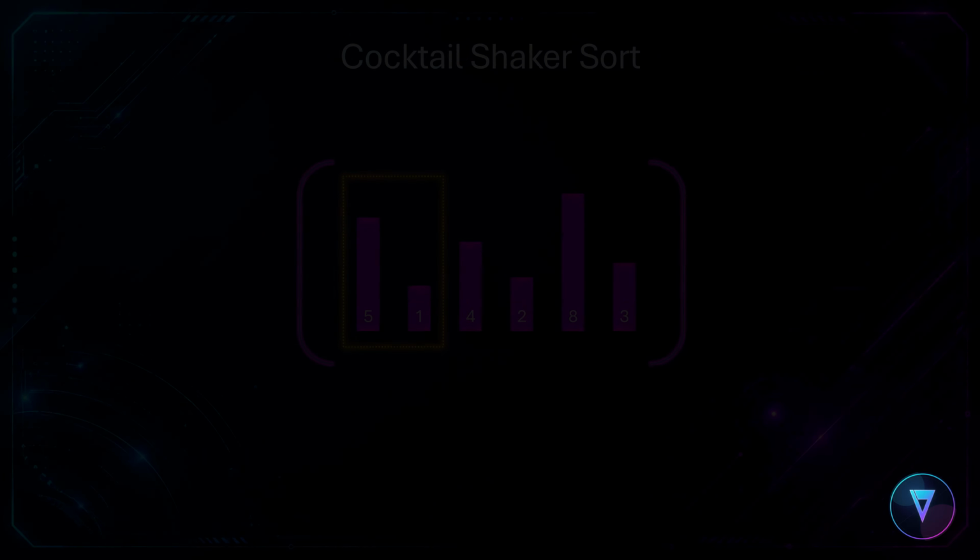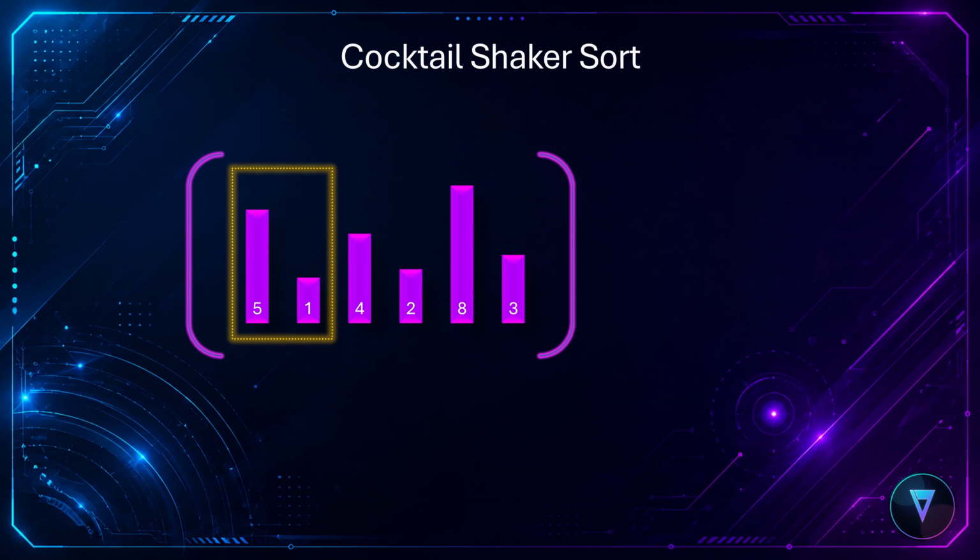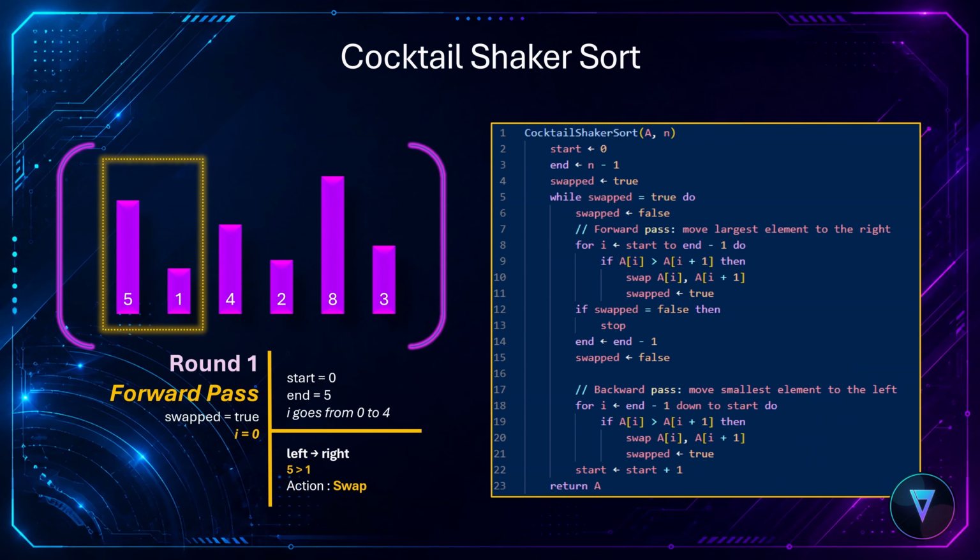Nice. Now take a look at this 6-element unsorted array: 5, 1, 4, 2, 8, and 3. Here, n equals 6, so start equals 0, end equals 5, and swapped equals true. Round 1 begins with the forward pass.